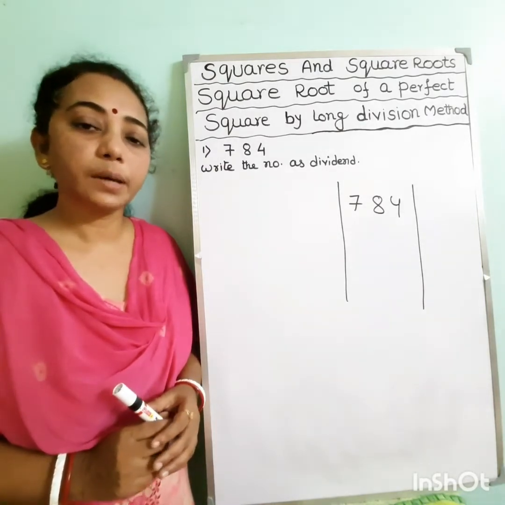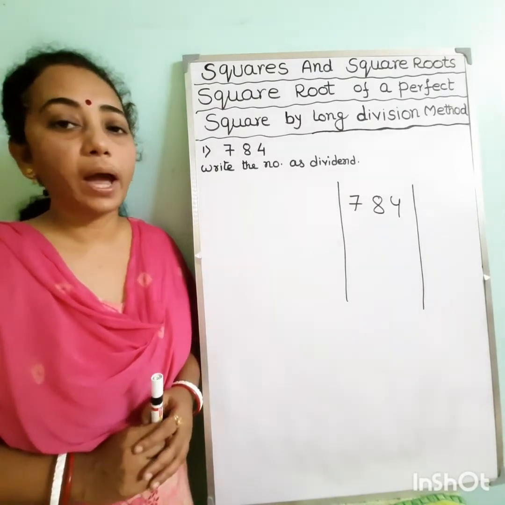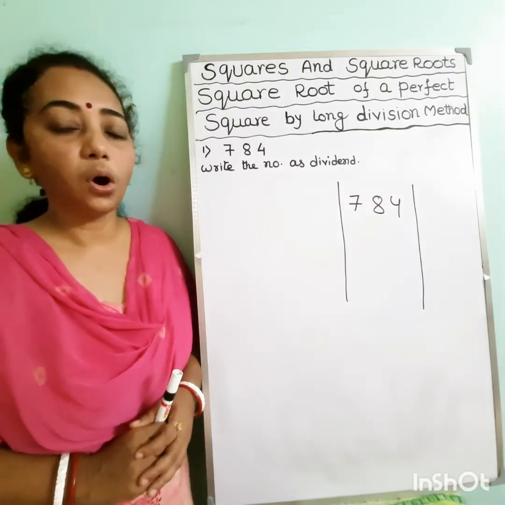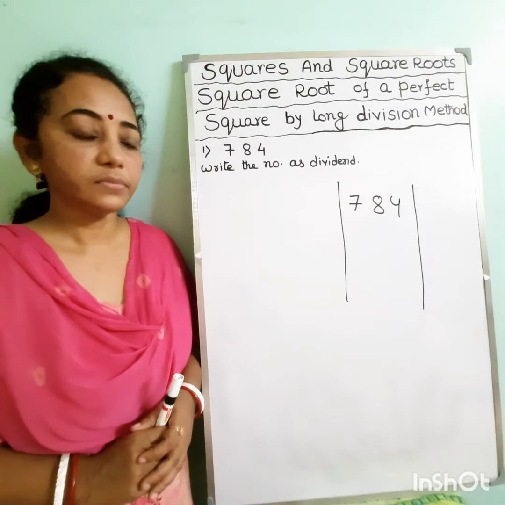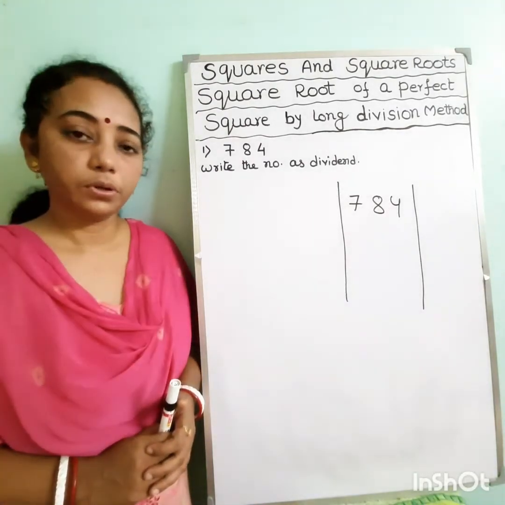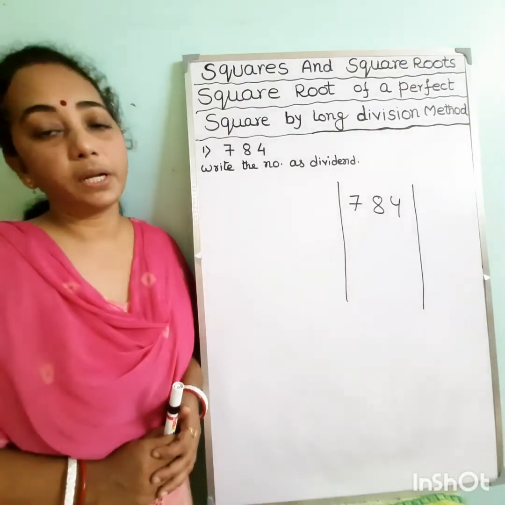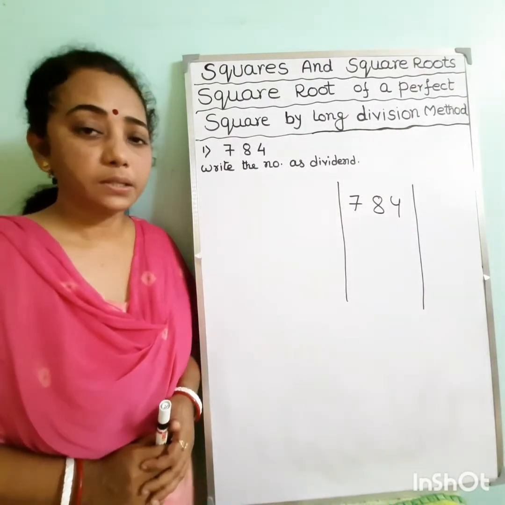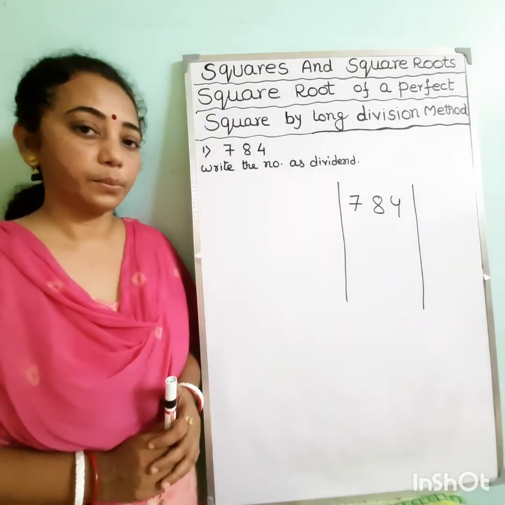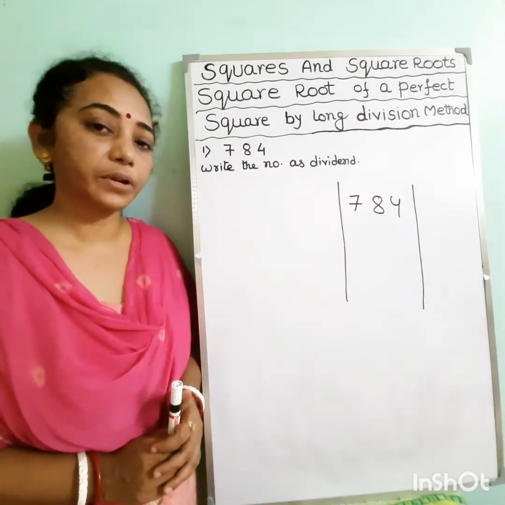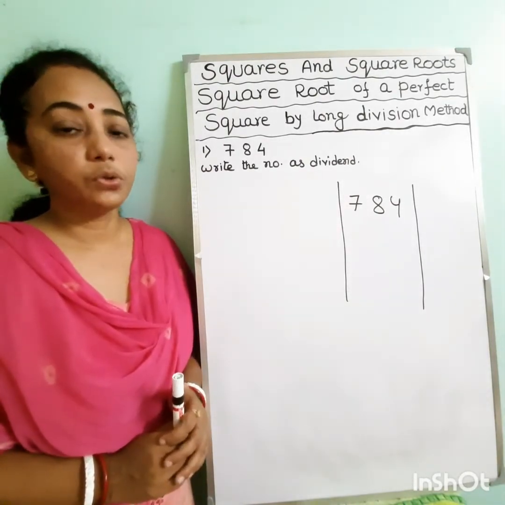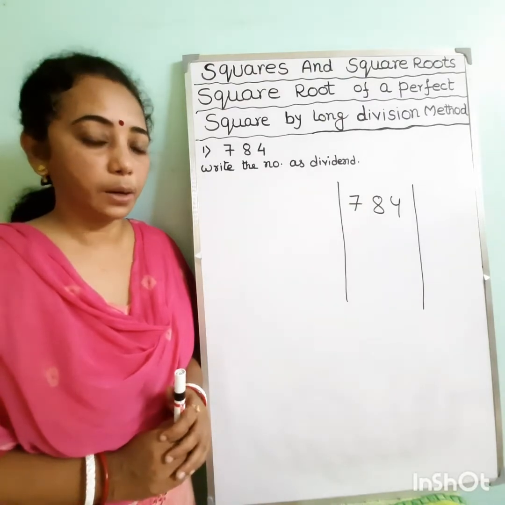Today, I will discuss how to find the square root of perfect square numbers by using the long division method. Here I have taken one example, that is 784. To find the square root of 784 means we have to find a number whose square is the given number, 784. So here we will follow the following steps.